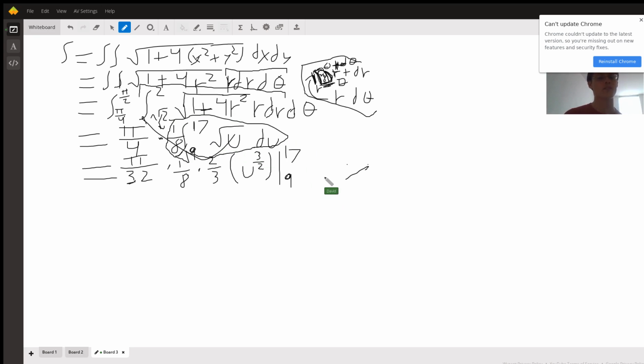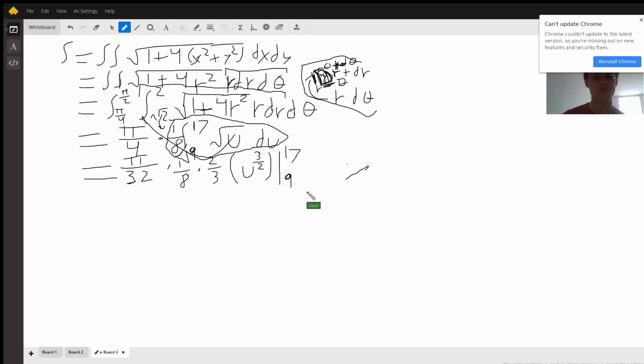Okay, now this is a relatively simple integral. This is just a power rule thing, right? U to the 1/2. The integral of that is going to be 1 over 1/2 plus 1, so u to the 1/2 plus 1, that's 3/2. So it'd be 1 over 3/2, that's 2/3 times u to the 3/2. The constant can come out by linearity, and we're evaluating this thing at 17 and 9 and subtracting.